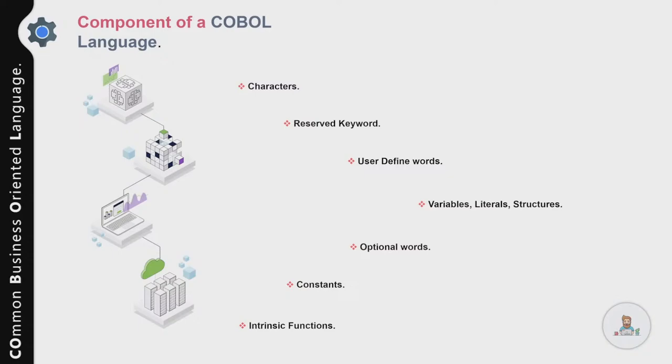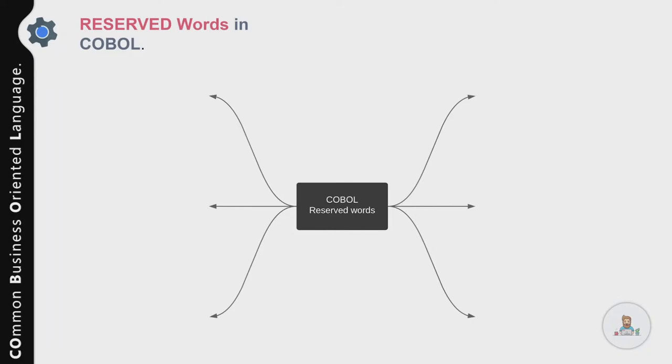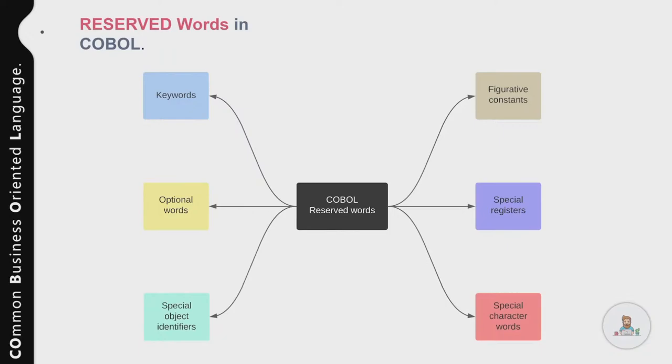Now let's talk about the reserved words in COBOL. So by definition, a reserved word is a character string with a predefined meaning in a COBOL source unit. They are basically divided into six different categories. First one is keywords. Second one is optional words. Third one is figurative constants. Fourth one is special character words. Fifth is special object identifiers. And the last one is special registers.